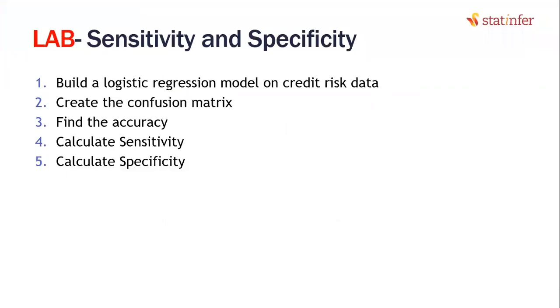Import the data set. Let us do the first lab exercise. Import the data set, credit risk data, create a confusion matrix, find the accuracy, calculate the sensitivity, calculate the specificity. Those who are doing the logistic regression assignment, a few questions related to this are also mentioned there. Maybe after this section, you will be able to complete the final few questions from the logistic regression assignment as well.